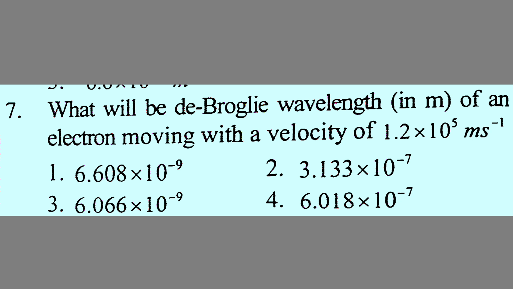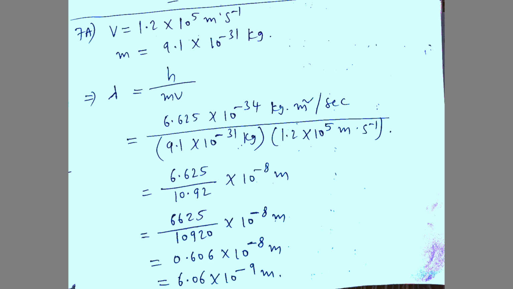Now the next problem is, what will be the De-Broglie wavelength in meters of an electron moving with a velocity of 1.2 into 10 to the power of 5 meters second inverse. Now let me do the answer. First let me write the values which are given in the question. Now all these values we have to substitute in this formula, then we get the answer.